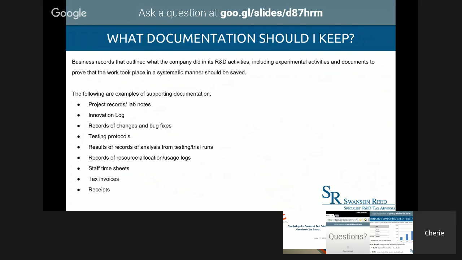Also, if you keep regular meeting minute notes, that is an excellent documentation. If you don't already do that, we suggest that you might start recording the results of your meetings. Tax invoices, receipts. Once again, just everything is customized based upon the manufacturing facility that we're working with. These are just some of the items that we use to substantiate your claim.